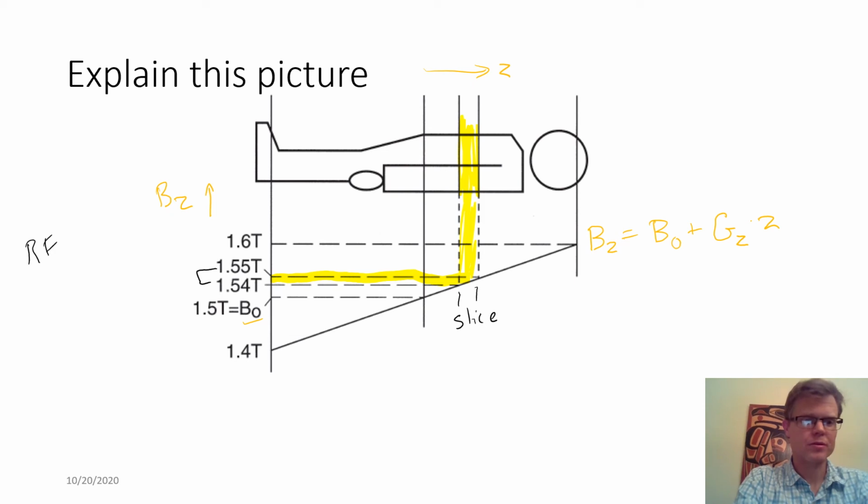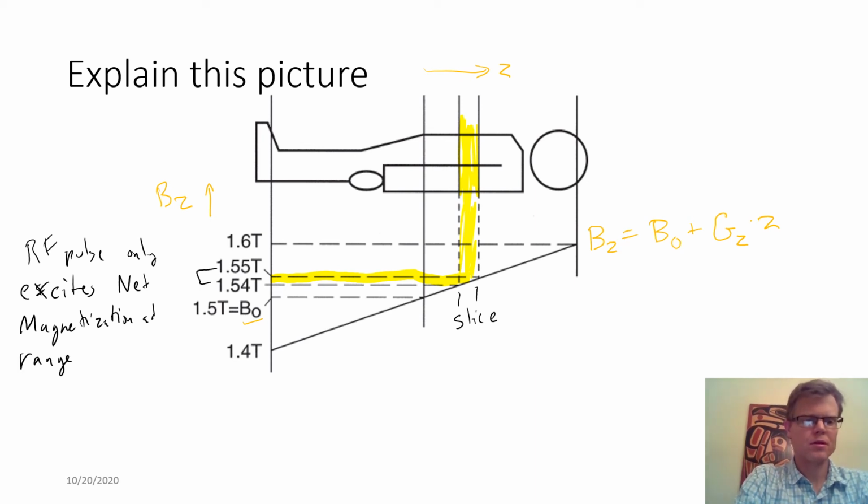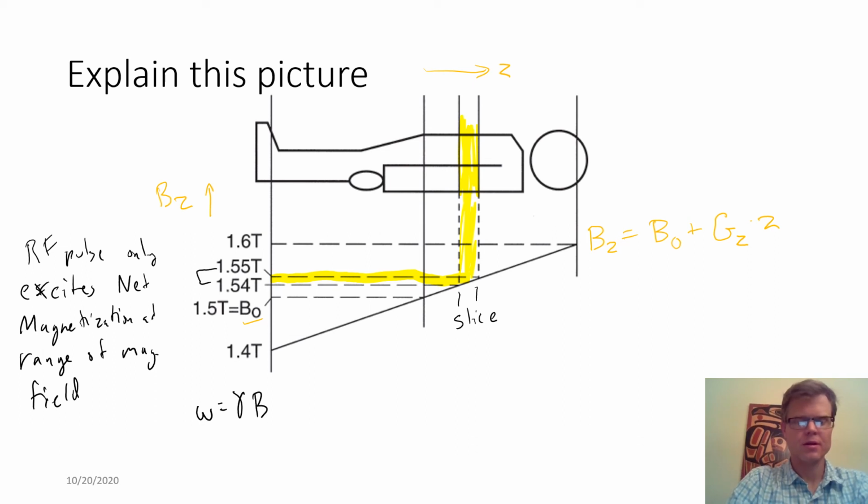So our RF pulse only excites net magnetization at a range of magnetic field, or, since our resonance frequency is going to be gamma times this magnetic field, it's equivalent to saying it's only going to excite a range of frequencies.